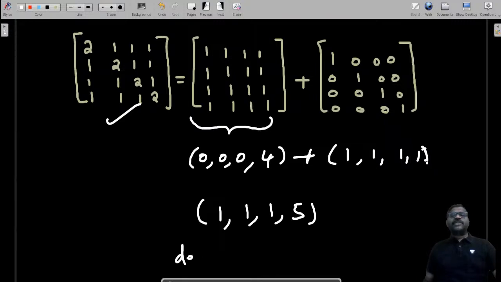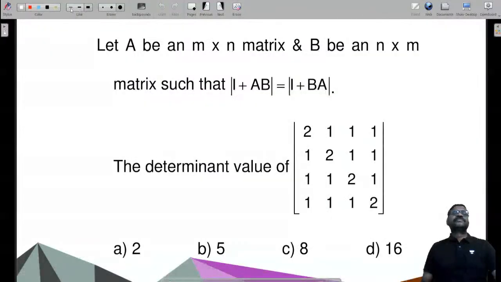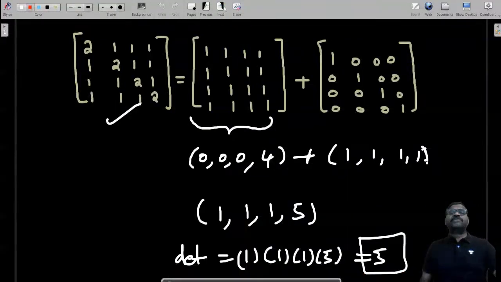Therefore, the determinant value is the product of eigenvalues, 5. Determinant value is 5. I have written the given matrix in the form of the sum of one identity matrix and another matrix. If you know the eigenvalues of A and the eigenvalues of I, you can easily calculate the eigenvalues of A plus I. That's why I have applied that property.